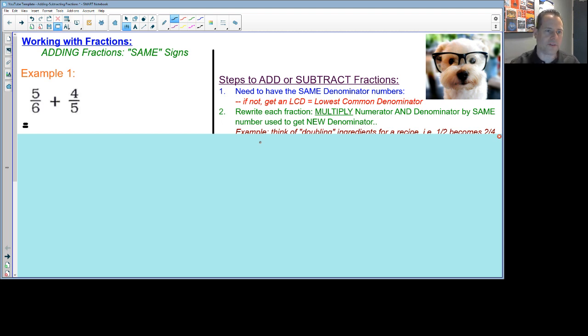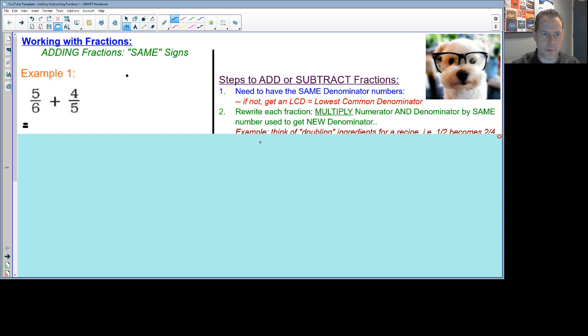So think of the pizzas. I have one pizza here that has 5 slices out of 6, and one pizza that has 4 slices out of 5. But because they're out of different amounts, the size of the slices of these pizzas are different. So we have to get the overall sizes of each piece to be the same. So we need to find that lowest common denominator. Sometimes I call it the LCD.